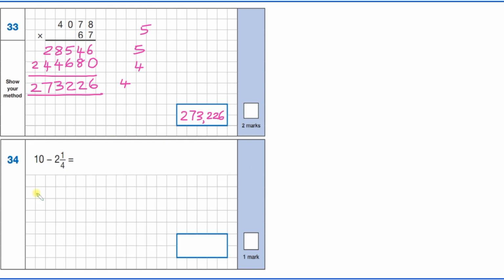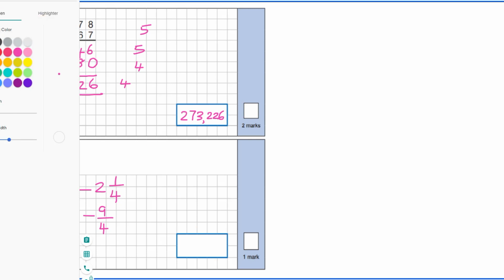Question number 34. 10 take away 2 1/4. Now you can do it various ways, so I will show you a couple of ways. First method, I'm going to show you 10 over 1 minus, change this to top heavy, 4 times 2, 8 plus 1, 9 over 4.